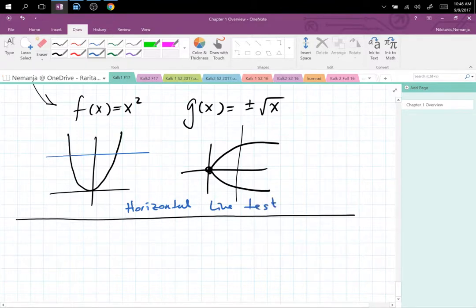So the horizontal line test tests if the function has an inverse function. One more time, every function has an inverse. And then the next layer is: not every inverse is a function. Some are functions, some are not. And that's determined by the horizontal line test on the original function, f of x.